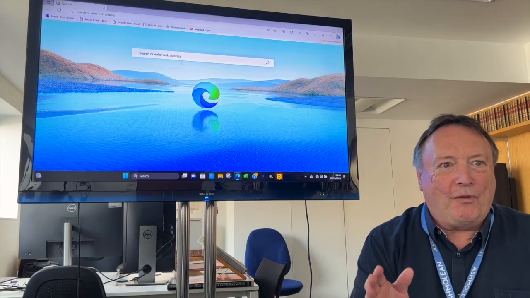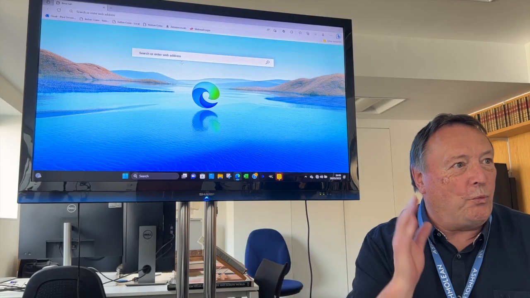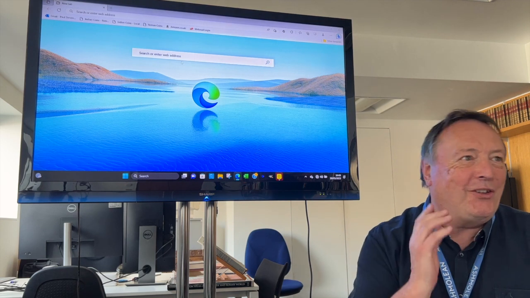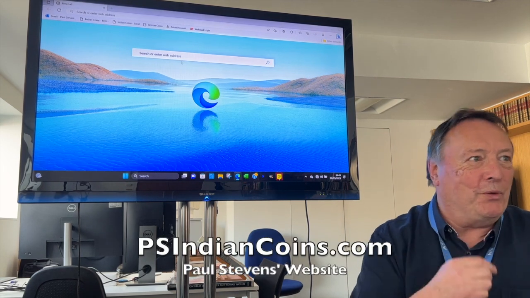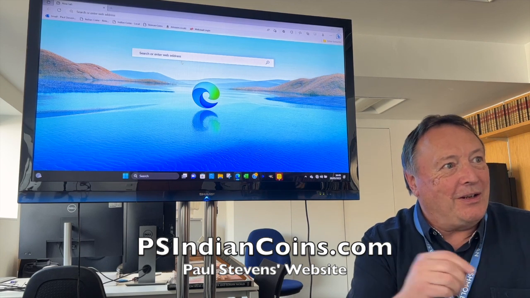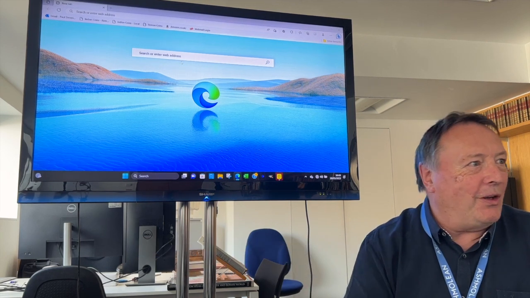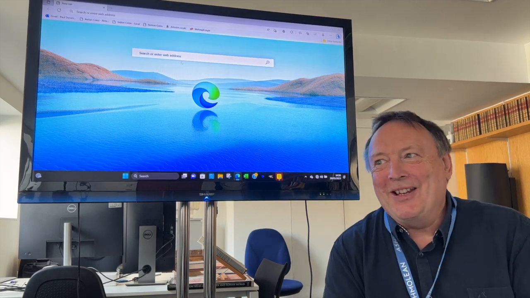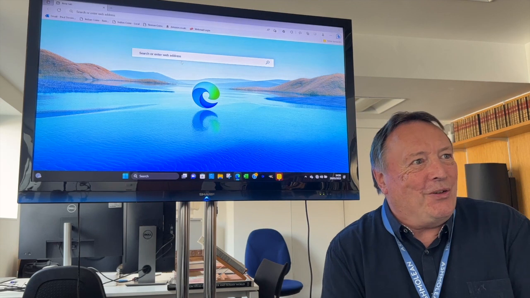I'll talk a bit about the Satavahana coins that it's already told you about. So for those of you who, after you've seen this, will want to go and use it a lot, it's called PS, for Paul Stevens, indiancoins.com. So, www.psindiancoins.com.